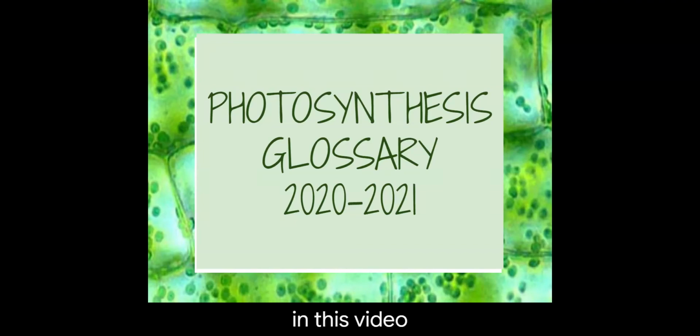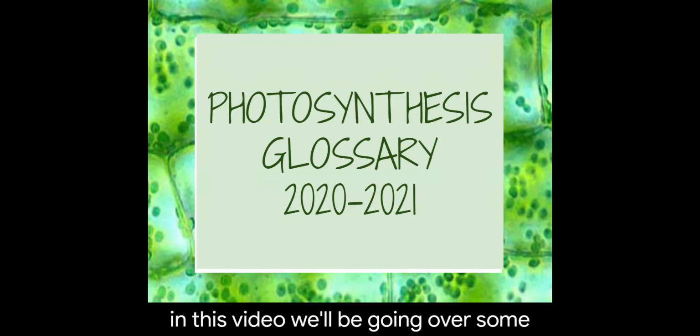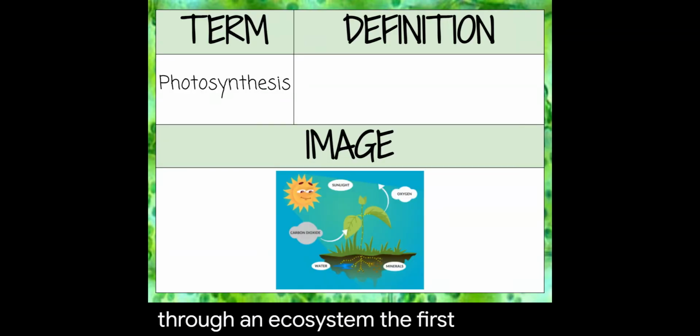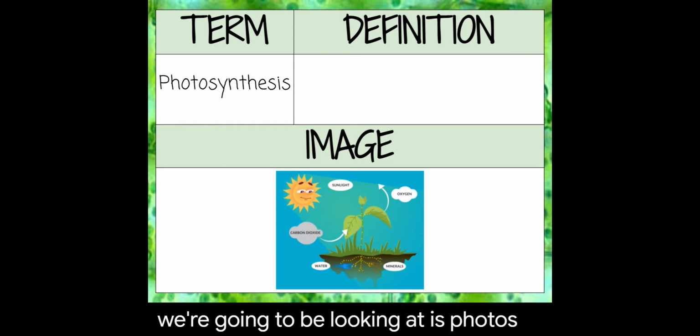In this video, we'll be going over some of the new terms that we will be learning about in science class. These terms will be dealing with both photosynthesis and the flow of energy through an ecosystem. The first term we're going to be looking at is photosynthesis.